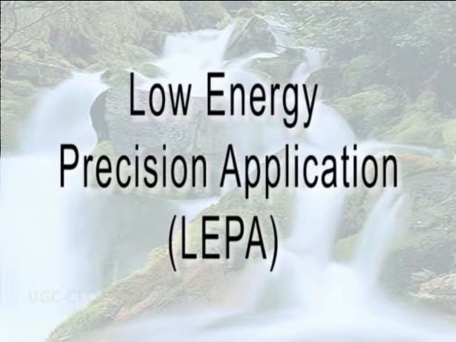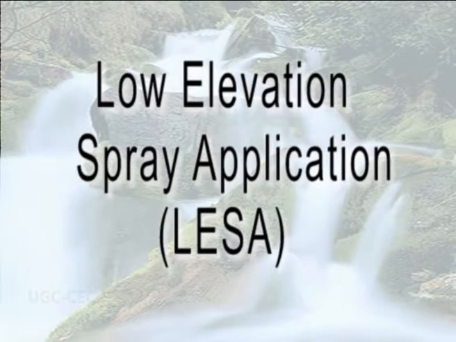LEPA, low energy precision application, and LISA, low elevation spray application. LISA irrigation systems distribute water directly to the furrow at a very low pressure, that is 6 to 10 psi, through sprinklers positioned at 12 to 18 inches above the ground level. Conventional high pressure impact sprinklers are positioned 5 to 7 feet above the ground, so they are very susceptible to spray evaporation and to wind drift, causing high water loss and uneven water distribution.